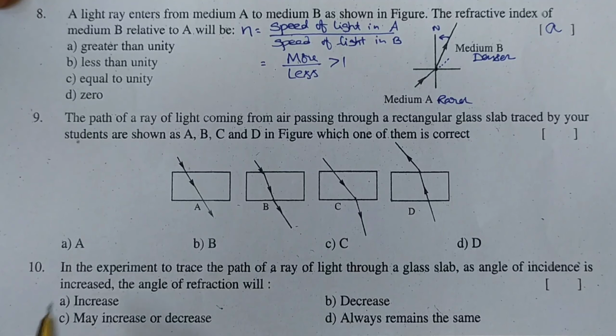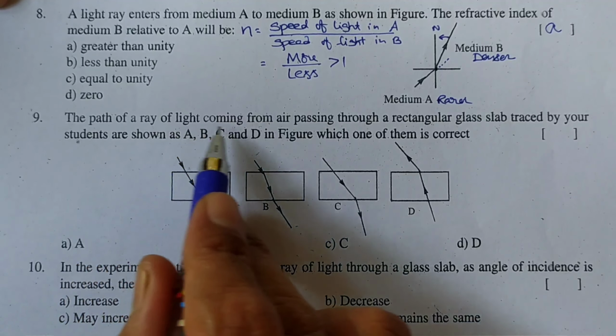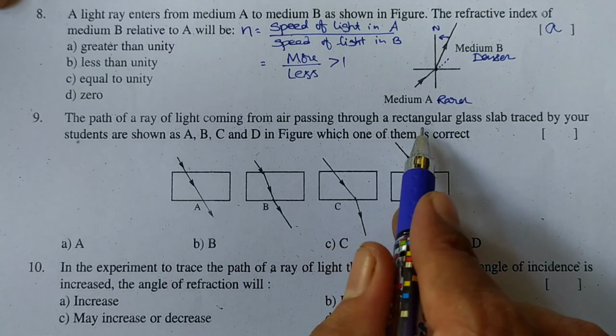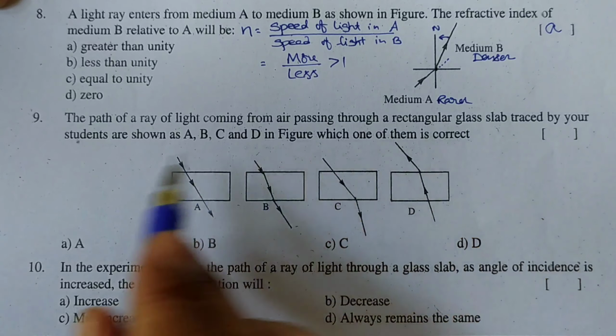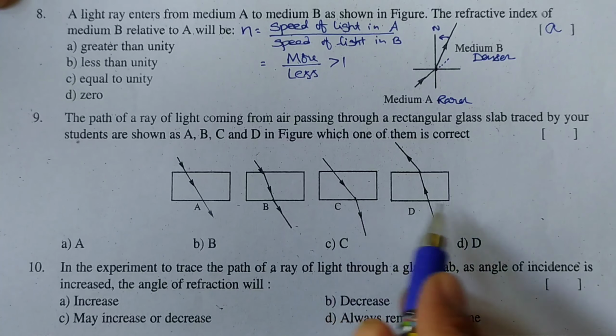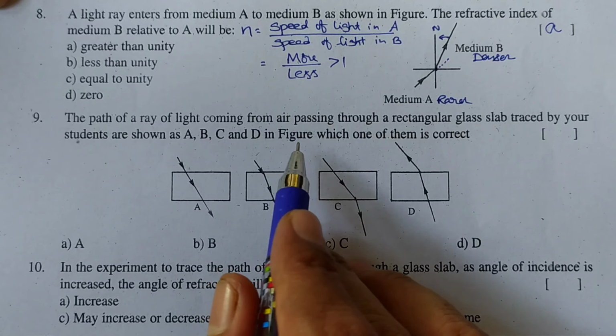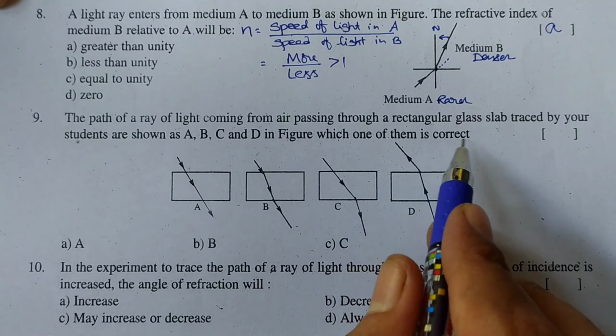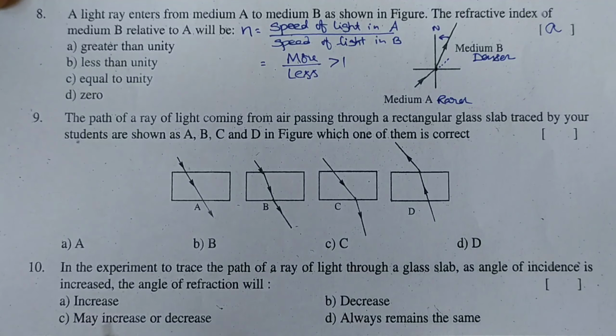Now we see question number 9. The path of a ray of light coming from air passing through a rectangular glass slab traced by four students are shown as A, B, C and D. These are the given figures. In the figure, which one of them is correct? Let us see now here.